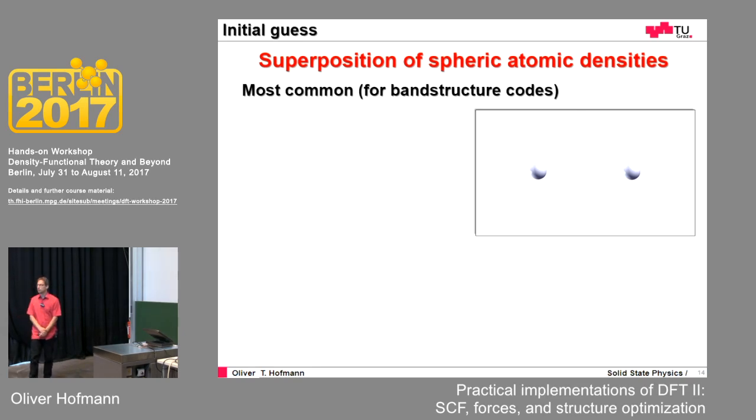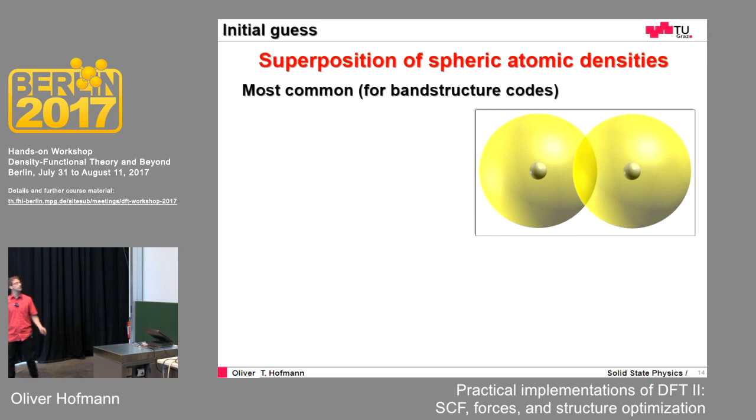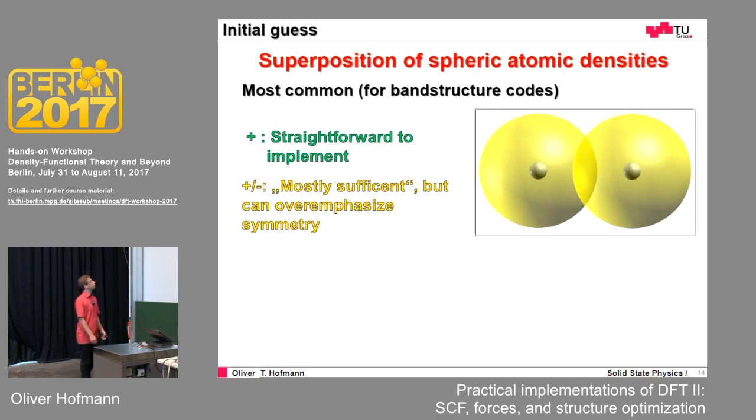The second method that I want to introduce is the superposition of spherical atomic densities, which is, at least in band structure codes, the most common way to initialize the electron density. The idea is very simple. Let's say you have two atoms. You calculate the spherical density that atom A would have, and the spherical density that atom B would have. And the total density is then just the superposition of these two. Also, this is reasonably straightforward to implement. All that you need is a solver that calculates the spherical atom density around each atom with a given functional.